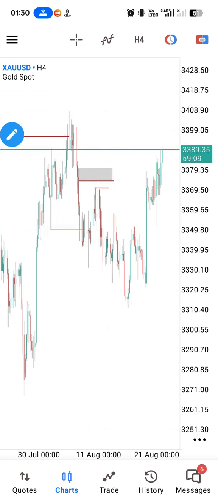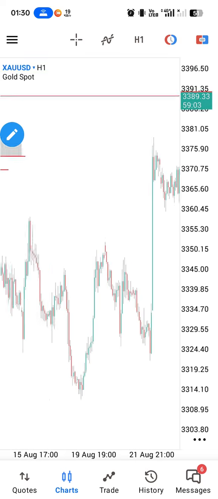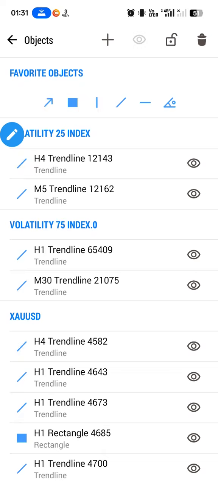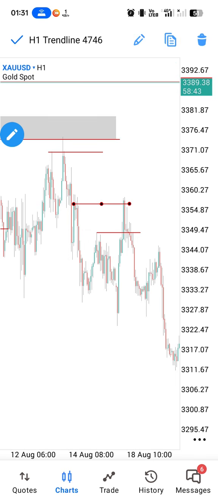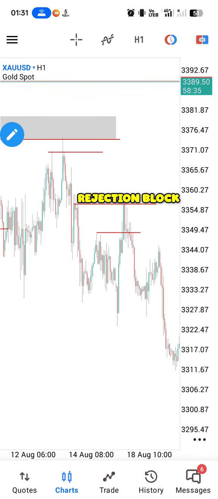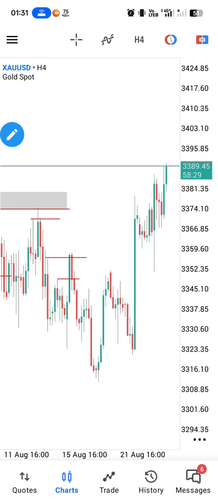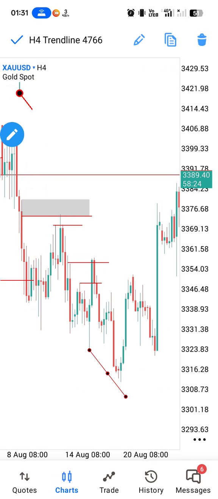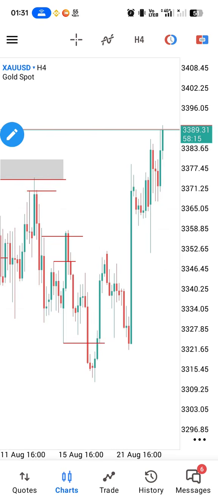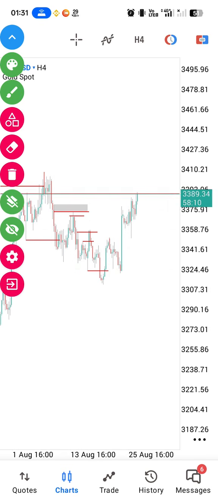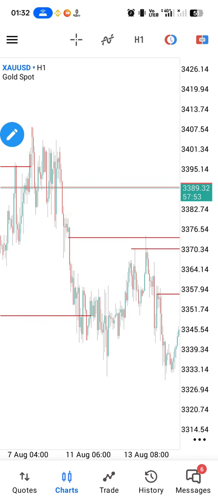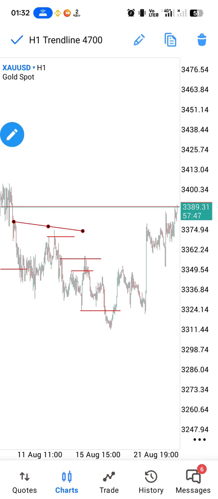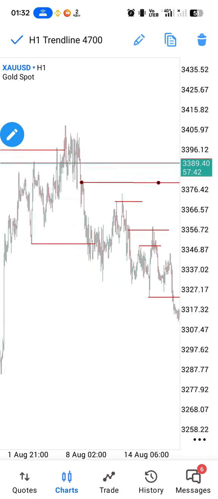You can see at first it didn't break structure. Well, I would say it broke structure, but then when it returned back up, it gave us a stop point, and it respected the rejection block within that range. And then this is when I would say it gave us another further confirmation of breaking structure, but it's sort of reversing back up. From my perspective, I would say it's just shooting back up to drop down. It's a huge pullback.